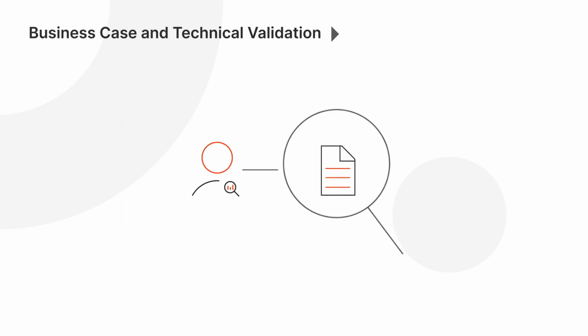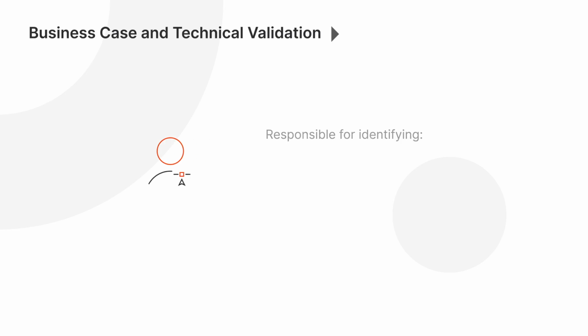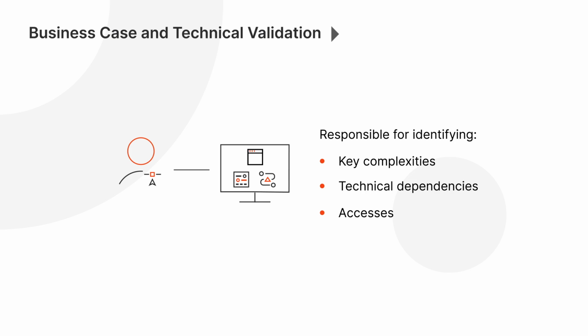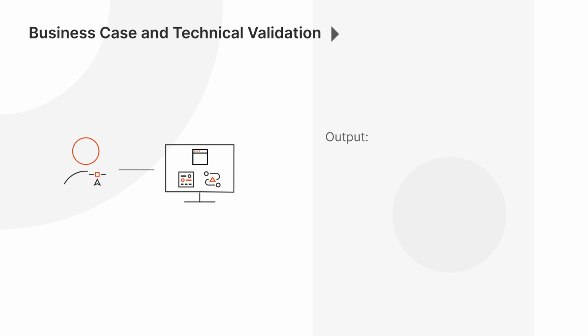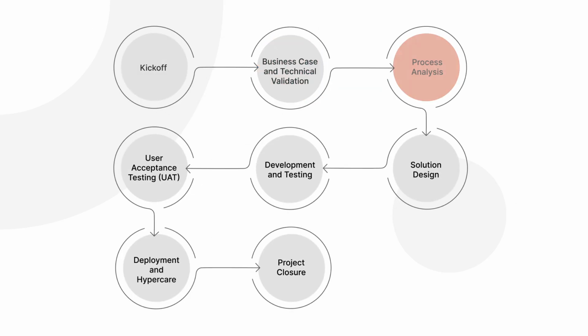Business analysts would validate the business case for the selected use cases for automation and the cost-benefit part of it. Here, solution architects are responsible for identifying the key complexity, technical dependencies, and access needed for themselves, the developers, and the robots. This includes any application used in the process and access to Studio and Orchestrator for developers. As the output of this stage, the team identifies or verifies the automation use case and confirms whether the use case aligns with initial estimation or contract expectations. Perfect! Now the next stage is process analysis.